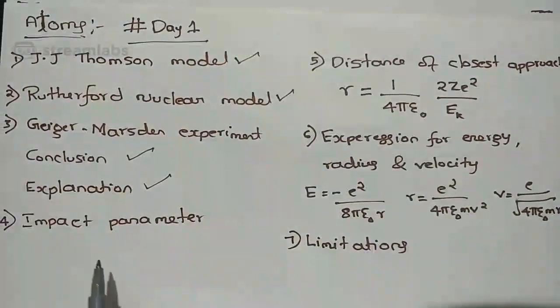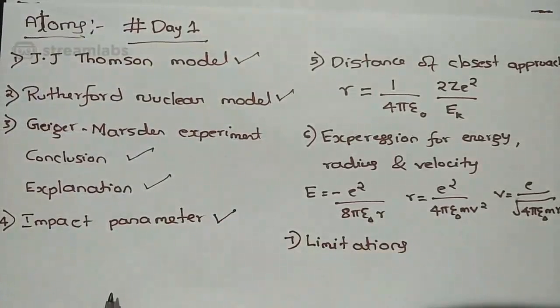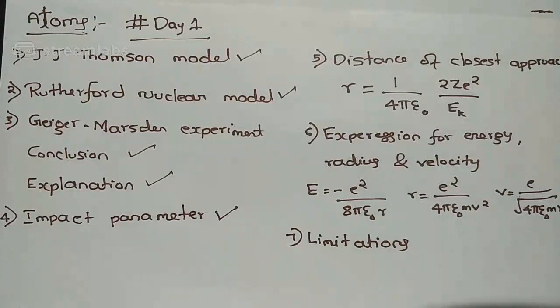Then we have studied one more important factor that will help us to find the scattered rays, that is impact parameter. The impact parameter is the perpendicular distance from the velocity vector to the center of the nucleus. If the impact parameter is small, then the scattering angle is high. If the impact parameter is approximately 0, the scattering angle is maximum, 180 degrees. As the impact parameter increases, the angle of scattering decreases.